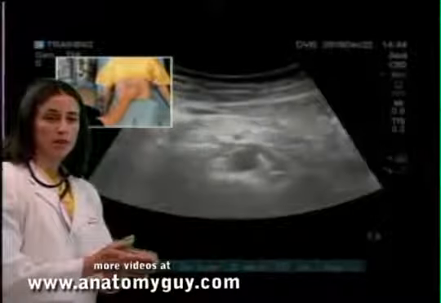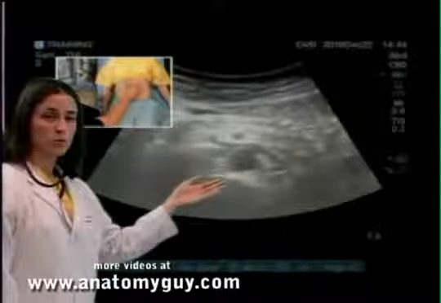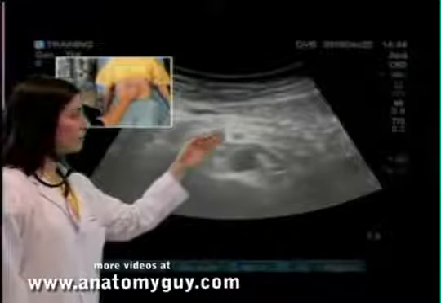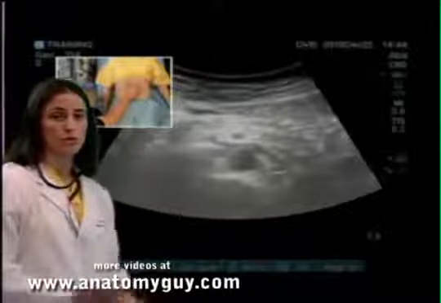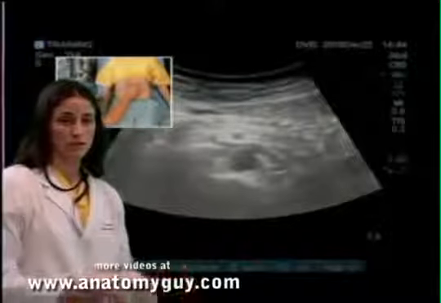We're going to freeze one more time. Here we're going to want to take our measurement of the proximal aorta. We want to go from this outer wall and measure down to this outer wall. We want these measurements to be less than 3 centimeters in both the proximal and distal aorta.